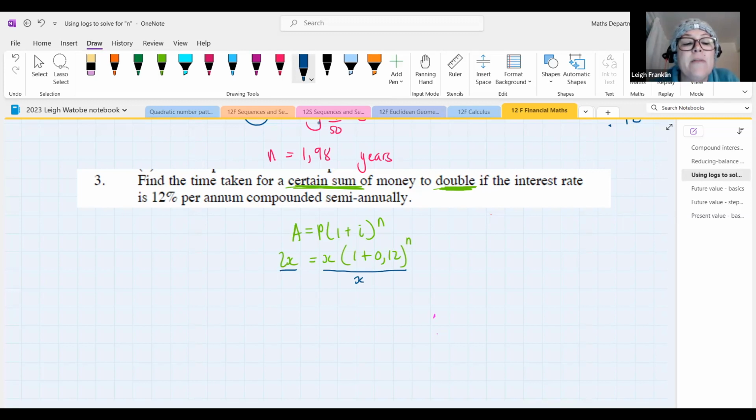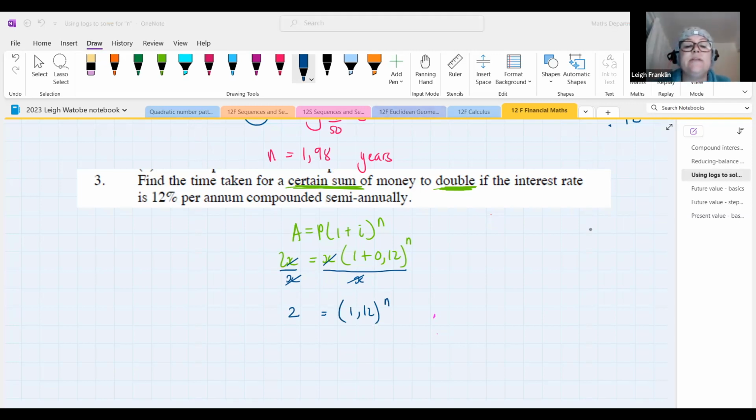When we divide by the x, we end up with our number 2. And x divided by x would give us 1. So our base would be 1,12. And again, we can just use logs.